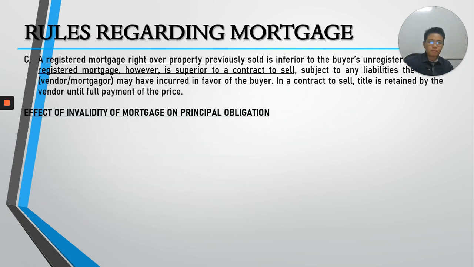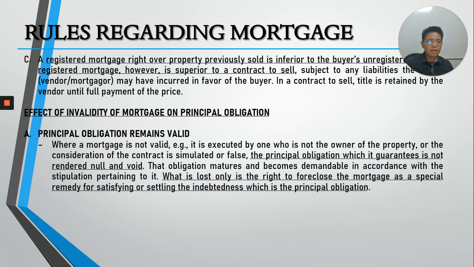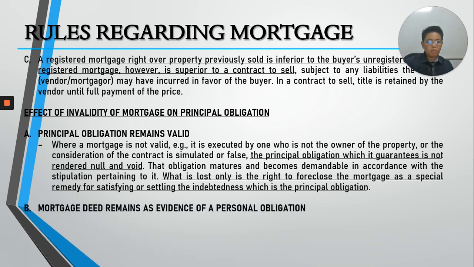So, what else? Effect of invalidity of mortgage on principal obligation. So, principal obligation will remain valid, obviously. Kasi nga, invalidity of the accessory will not affect the principal. So, if the accessory is rendered null and void, principal obligation, which is guaranteed by the accessory obligation, is not rendered null and void. So, ang right lang na nawawala is the right to foreclose the mortgage as a special remedy available to the creditor.